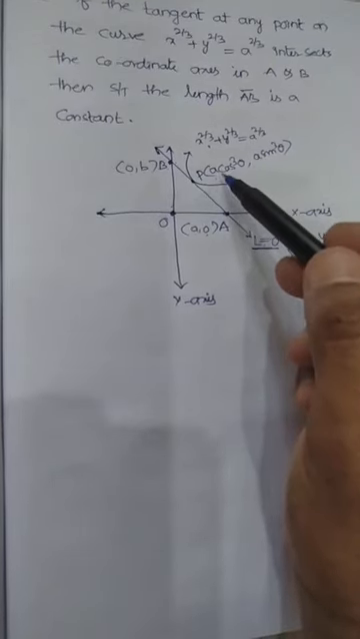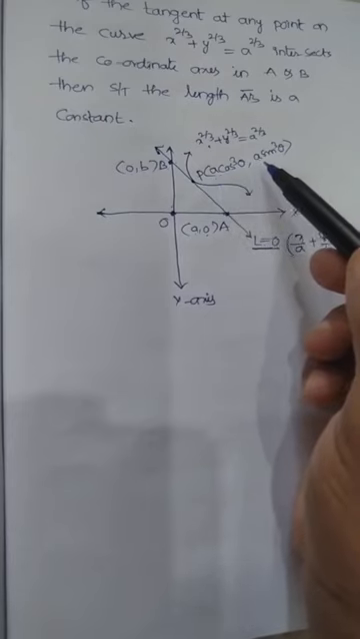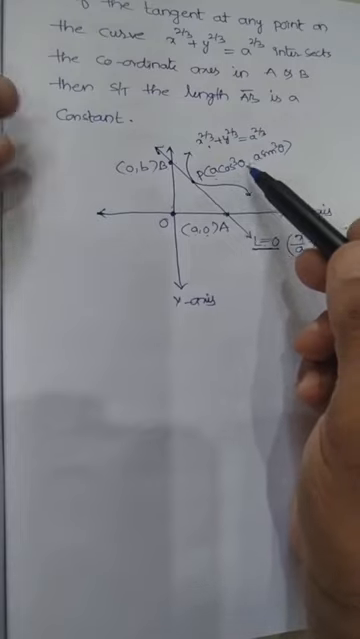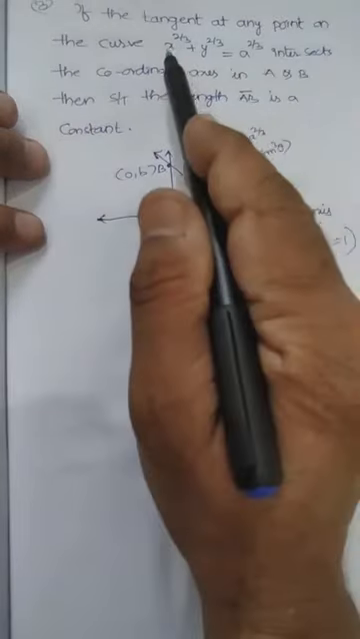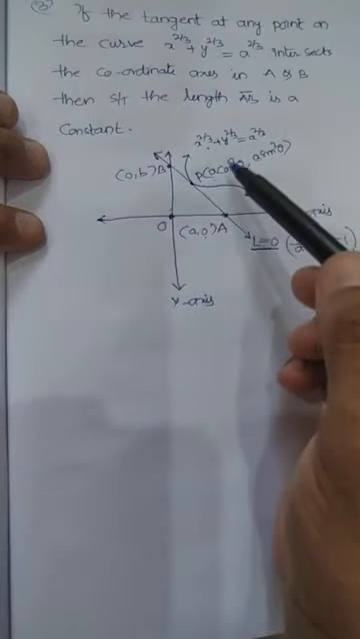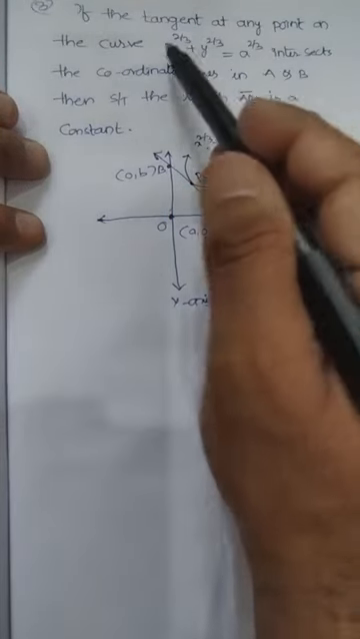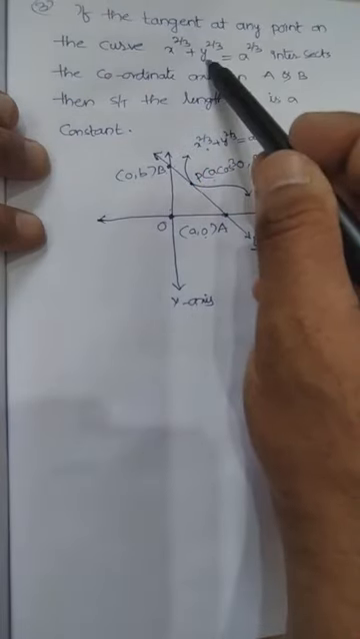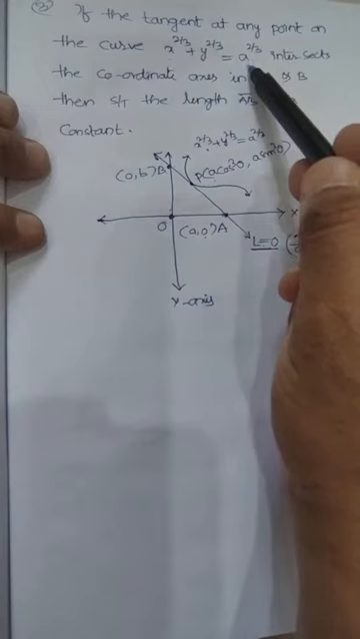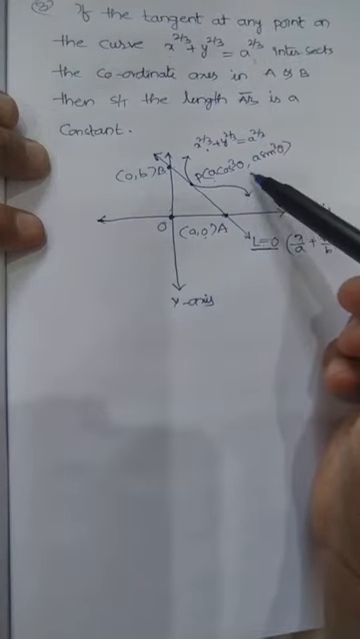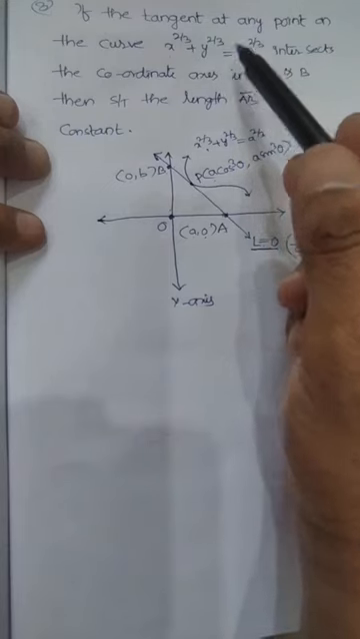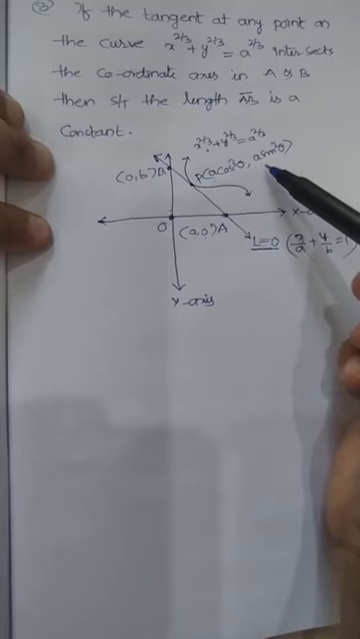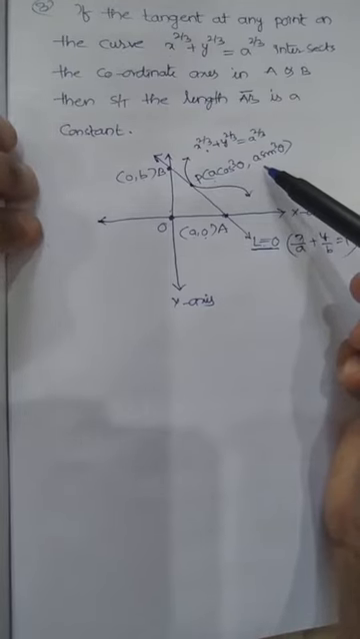You may ask a doubt here: how have we taken this point as (a cos³θ, a sin³θ)? It is in parametric form. This point will satisfy the curve. If you substitute this x coordinate in place of x and this y coordinate in place of y, it will satisfy the right hand side value. So this point must lie on the curve; only then can we take these types of points. We will solve this problem in a somewhat different manner here.